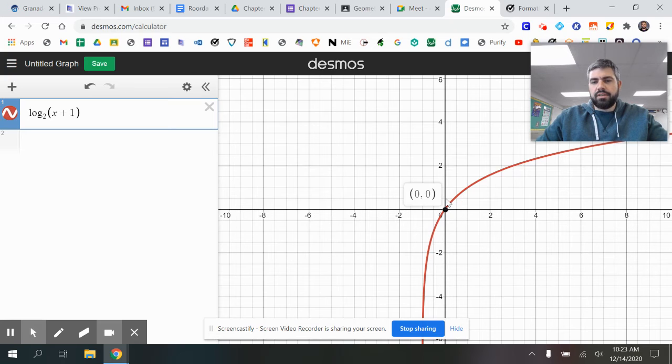Normally, remember, it crosses at 0, 1 right here. But because we have the plus 1, it moves everything to the left 1 unit, right? So we know for sure that's how we graph it. And on the assignment, or on your quiz, excuse me, it'll be like matching the graph, okay?